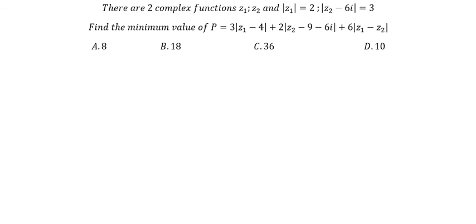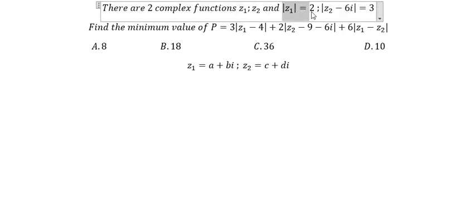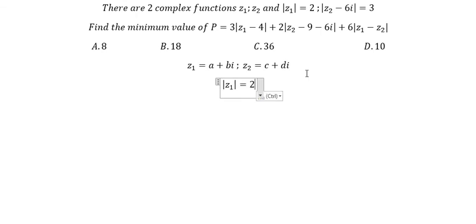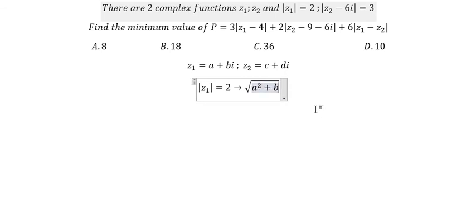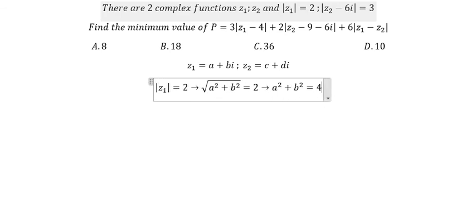We have z1, we can put as a plus bi. Z2, we can put as c plus di. So in this situation, we can go with the square root of a square plus b square equal to 2. So we got a square plus b square equal to 4. We put the square on both sides.